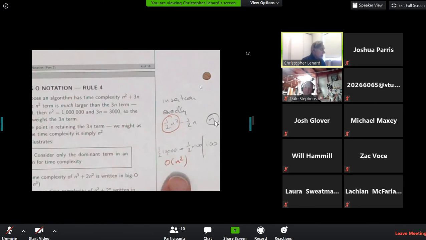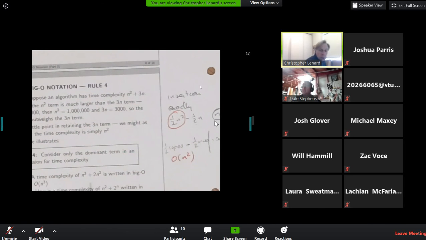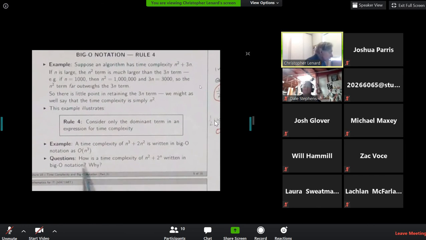If I know that the input is going to be 100, then 100 squared is 10,000. So I know it's going to be somewhere around 10,000 steps. Could be a bit less, could be a bit more. I don't really care. It's just about 10,000. So if you know that it takes exactly n cubed plus 2n squared, the thing that's really important in counting the steps is the n cubed. So that's why we say this is order n cubed.